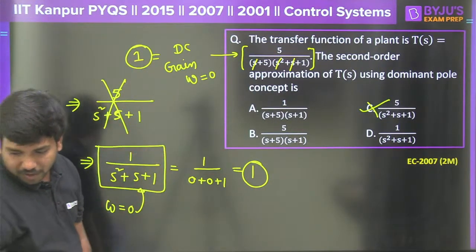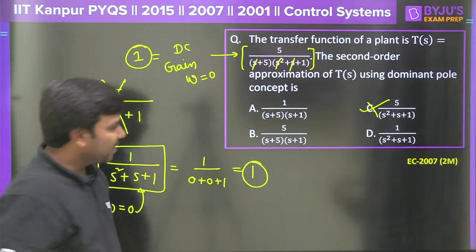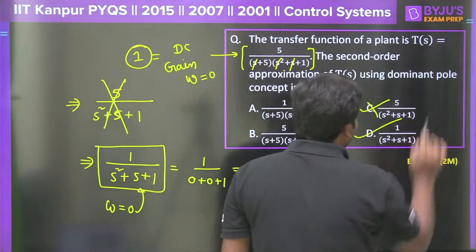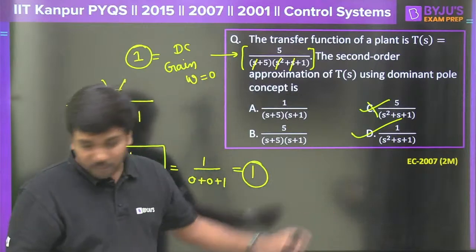Clear? Sir, where are you from? Harsh. Right? So anyway, option D is the correct answer here. That is, I am from BYJU'S Exam Prep.